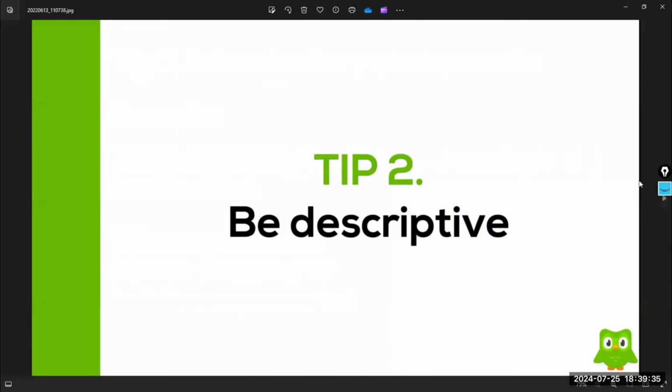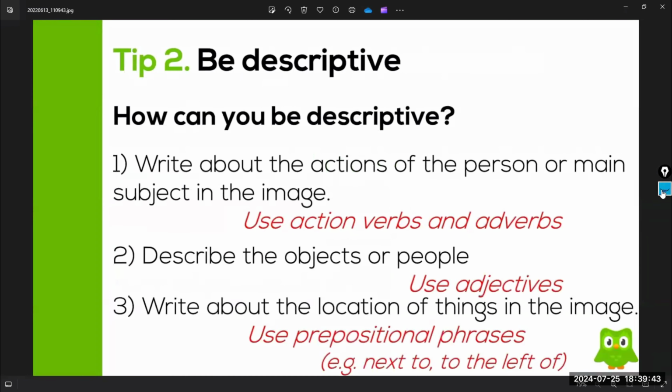Okay. Now, tip number two, I have to be descriptive. I have to be descriptive as much as I can because this is extremely important. Now, how can you be descriptive? I have to write about the actions of the person or main subject in the image. So, this is the most important thing. I have to write or describe the actions that the person in the image may be doing in this picture. Now, I have to use action verbs and action adverbs.